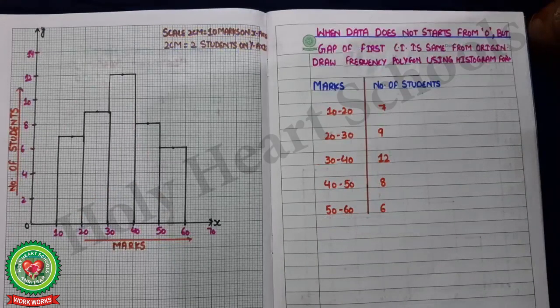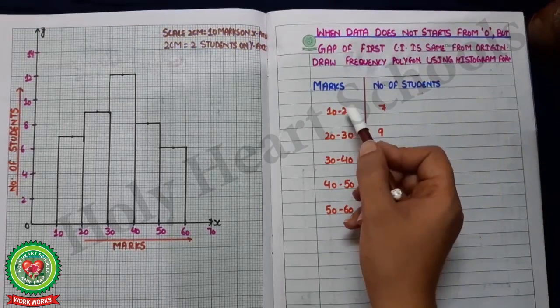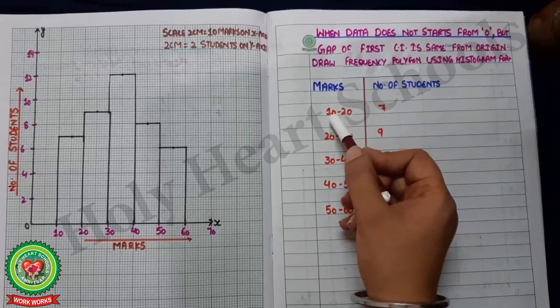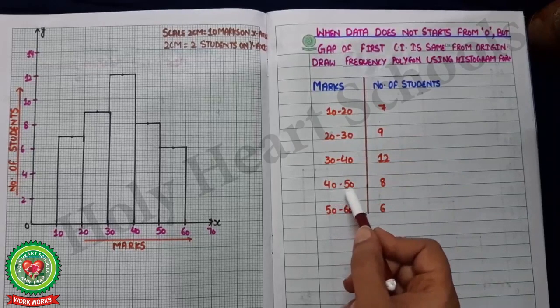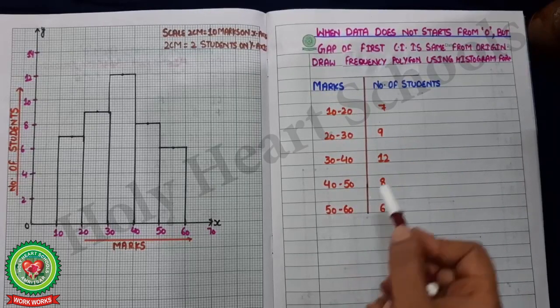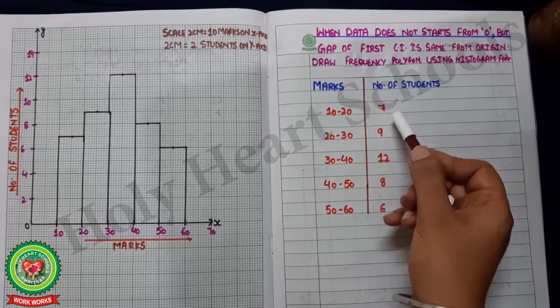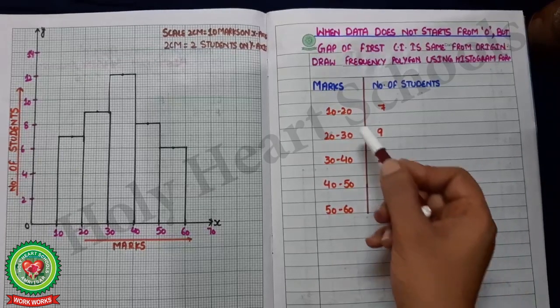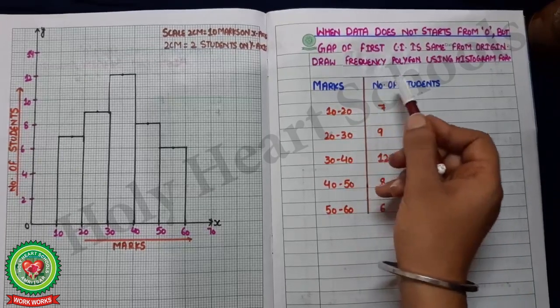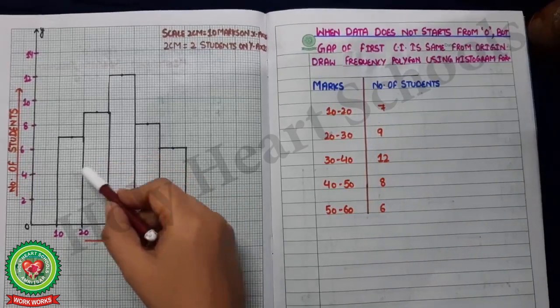Now students, see the case number 2, when we have to draw frequency polygon when data does not start from 0. See, marks 10 till 20, 20 till 30, 30 till 40, 40 till 50, 50 till 60. And the corresponding frequency, that is number of students, are 7, 9, 12, 8 and 6. Now children, by using this data, we will draw frequency polygon using histogram. Using same previous steps, we will draw the histogram.